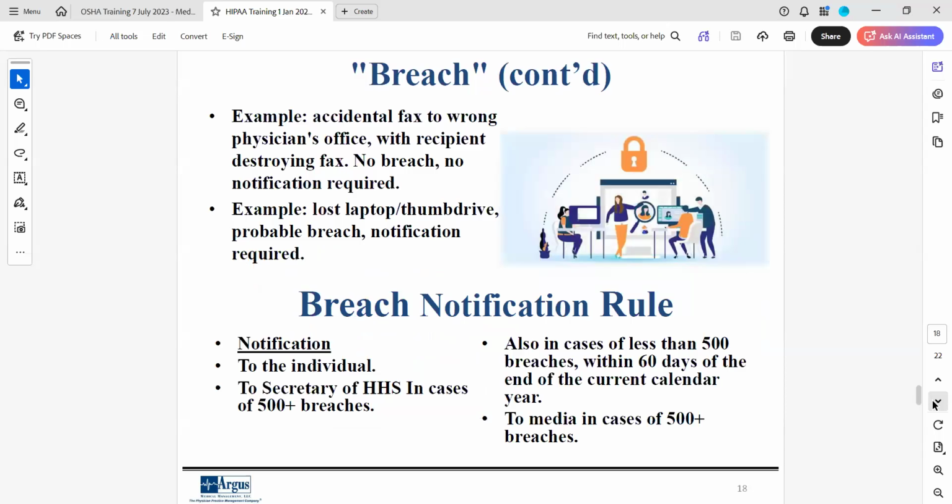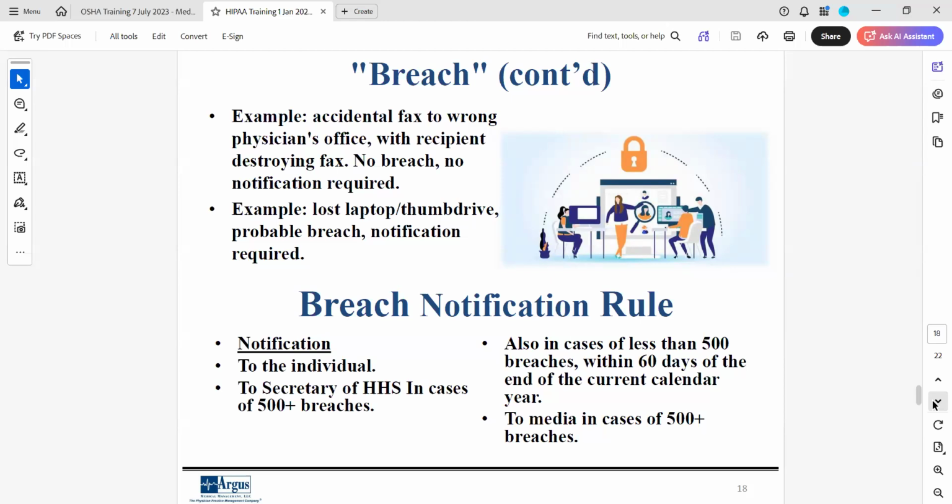An example, an accidental fax to the wrong physician's office with the recipient destroying the fax, that is not a breach. There was no notification required. Now, on the other hand, a lost laptop or thumb drive is probably a breach, and notification will be required.